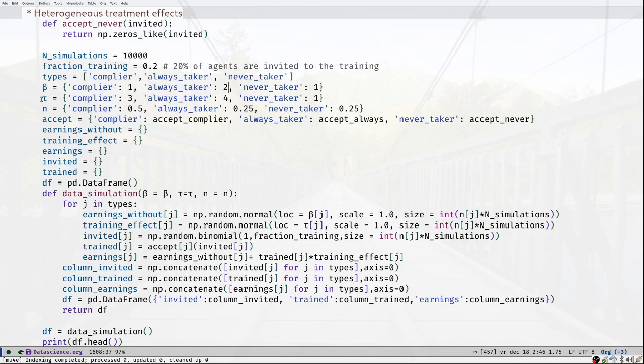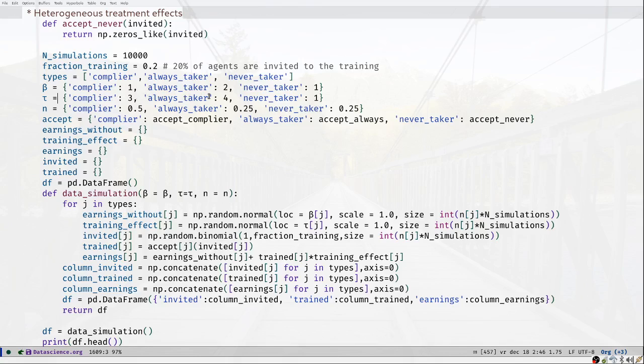Then the treatment effect, so this is the effect that we actually want to estimate. So tau, again, is going to be a dictionary. So later on we're going to call tau with a key, and if the key is complier, tau will return 3. So for compliers, the thing that they can earn extra due to the training is equal to 3.